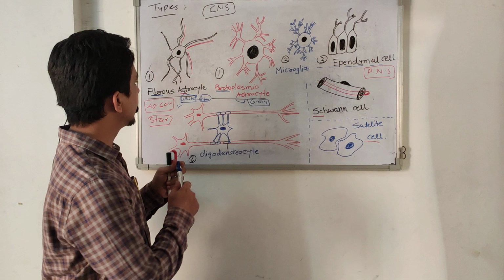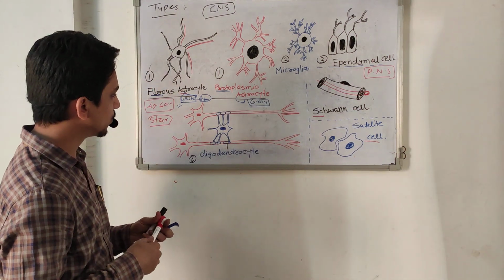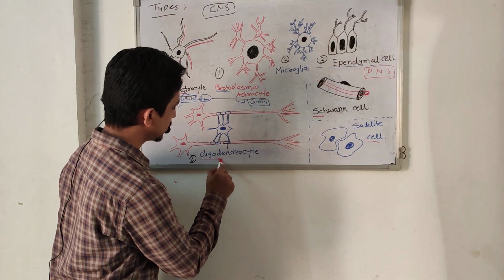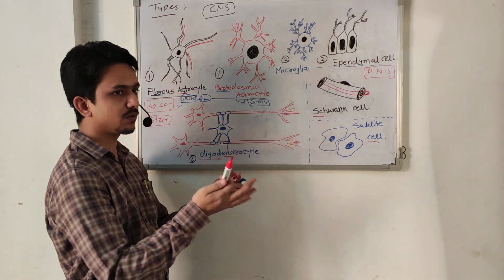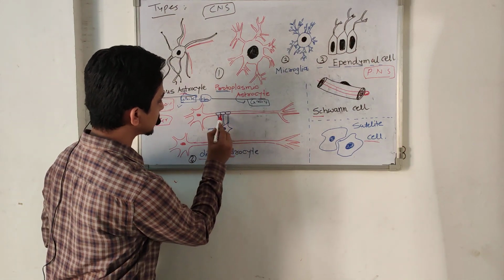Okay, then let's talk about the oligodendrocytes. Oligo means very few. Oligo means few. Dendro means tree-like branching. Oligodendrocytes have very few branches.